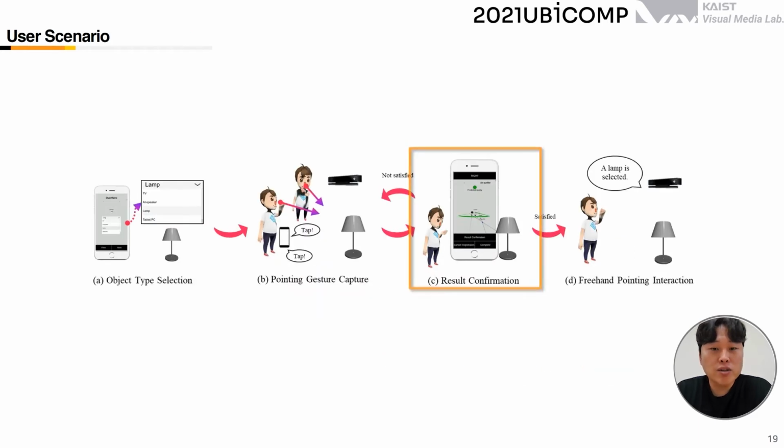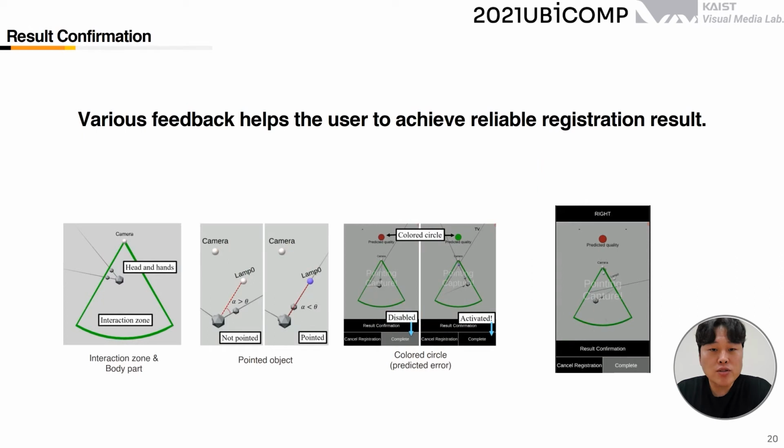After each pointing gesture, the user can confirm the registration result based on 3 types of feedback. The user can decide to accept or discard the current registration by intuitively evaluating the current estimation result based on this feedback. As a result, the feedback ensures the user achieves reliable registration results.